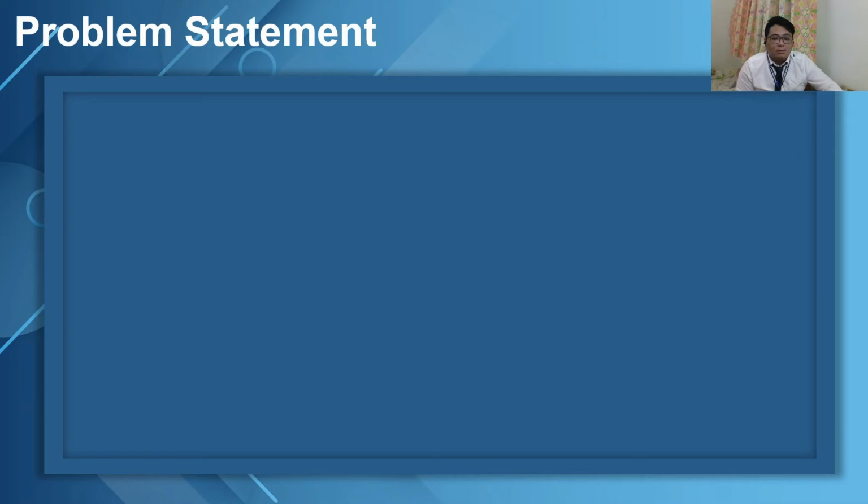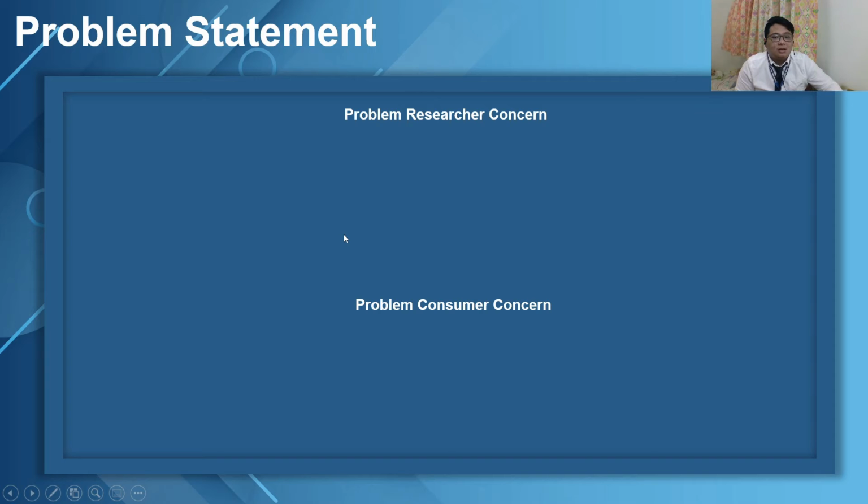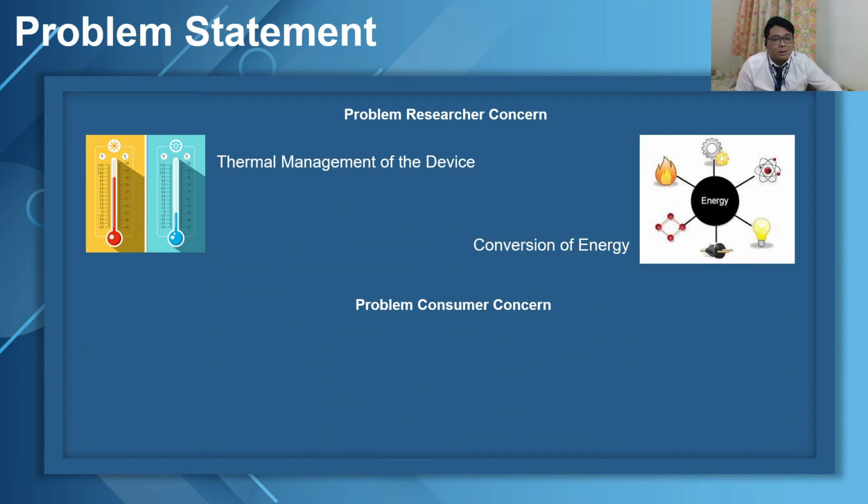Next is the problem statement of the project. Electrical vehicle is quite a new technology for humans. So researchers and also consumers have their own problems to be concerned about. First, the problem that researchers are concerned about is the thermal management of the device. This is because if the temperature inside the devices in the electrical vehicle is too high, it will lower the performance of all the devices.